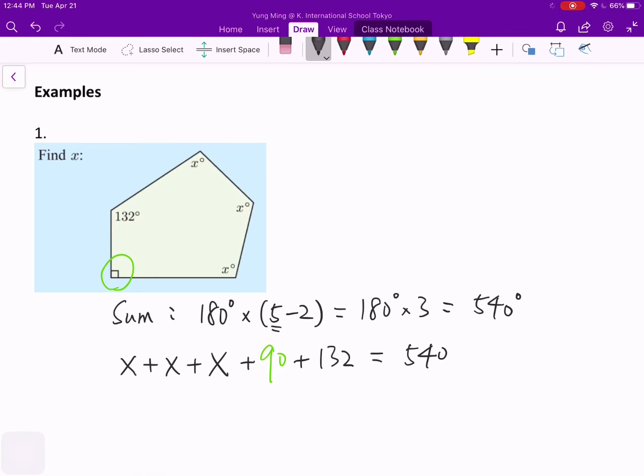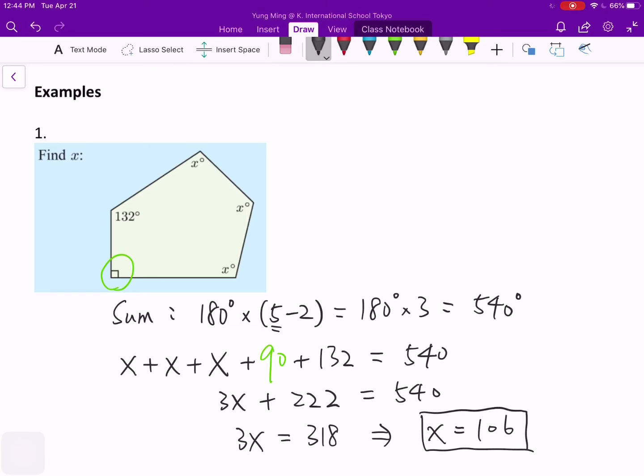Okay, if we collect the like terms, we will have 3x plus 222 equals 540. 3x, if you move the 222 to the other side, you're going to get 318. x is equal to 106. And that's the answer. That means each one of them is 106 degrees. And that solves the problem.